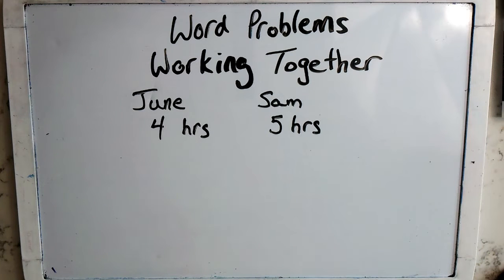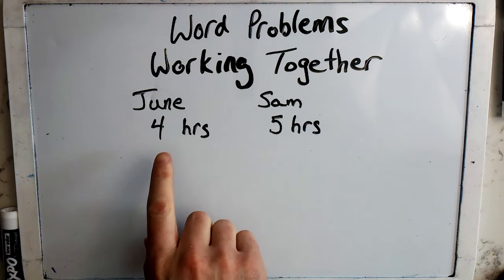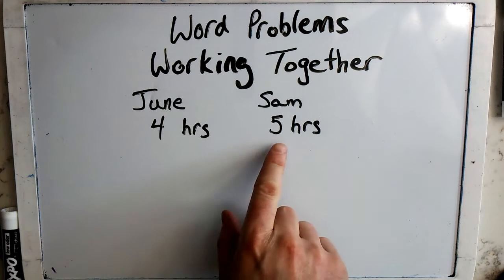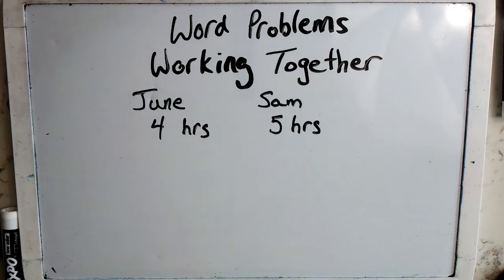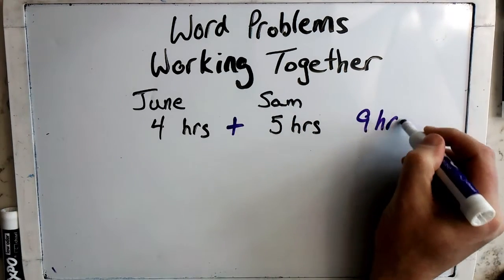The word problems we're going to start with are about working together. So let's take an example where we have two people, and it doesn't matter what it is. Let's say it's washing windows. June takes 4 hours, Sam takes 5 hours. And if we want to know how fast they are working together, your first thought is to add them. If we add them, 4 plus 5 is 9 hours.